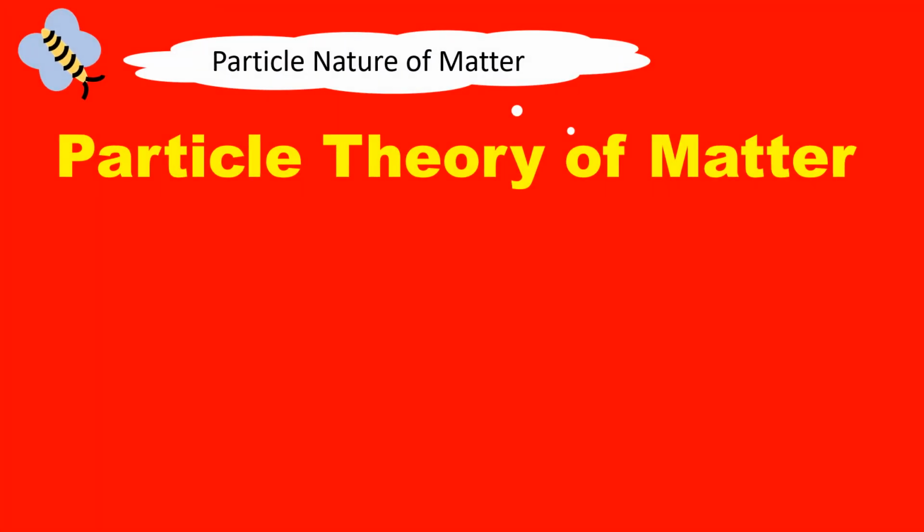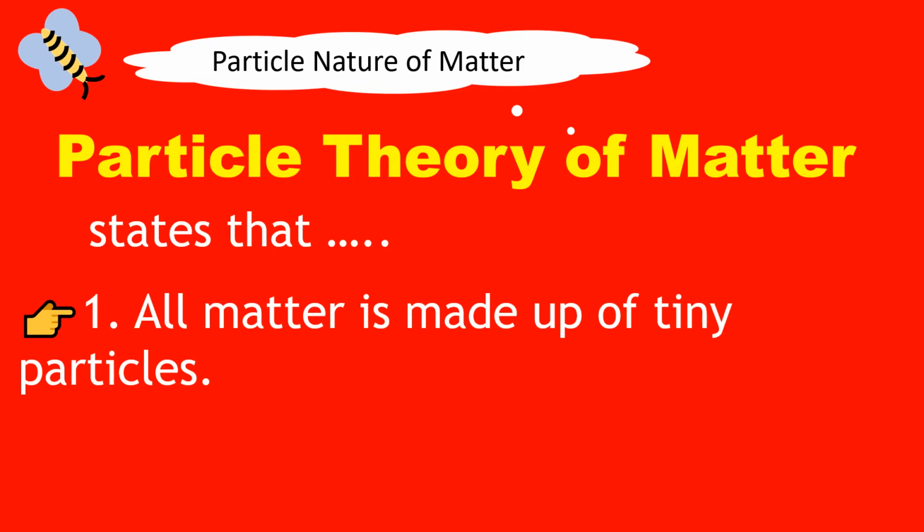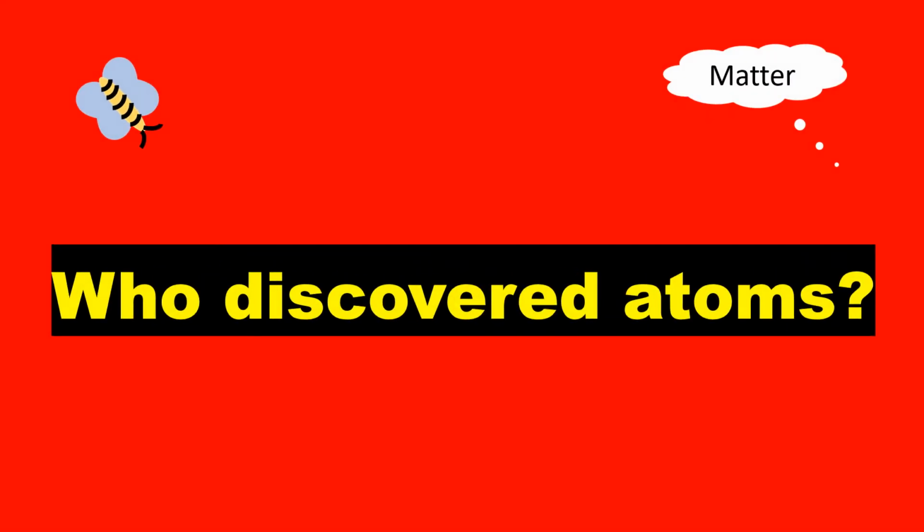This theory also has 5 main ideas. Okay, what are these 5 main ideas? Let's start with the first idea. The first idea of the particle theory of matter is that all matter is made up of tiny particles. This idea will be best explained if we are going to discover or know who the philosophers are who discovered the atom.